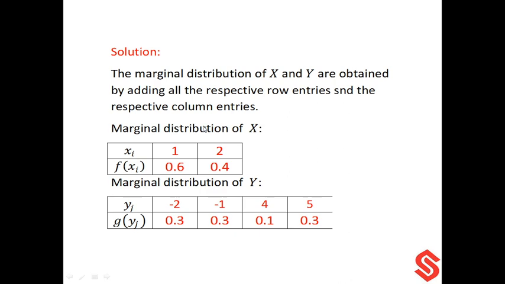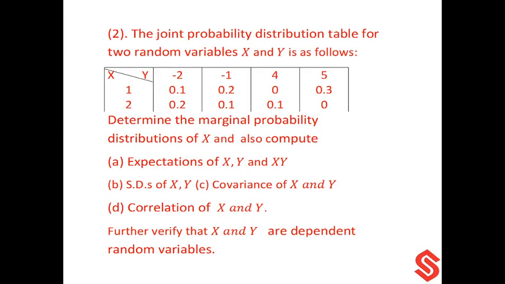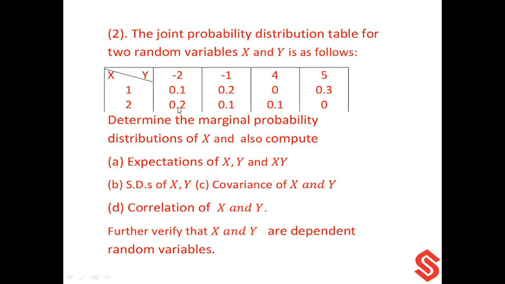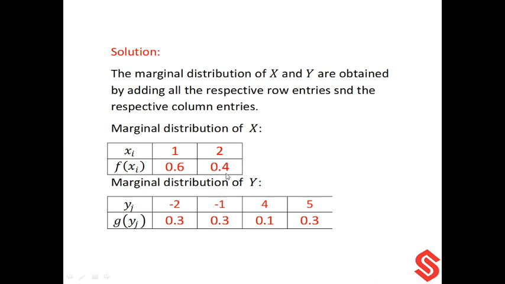Solution. The marginal distributions of x and y are obtained by adding all the respective row entries and the respective column entries. So let us see the given data. Adding the row entries 0.1, 0.2, 0, 0.3 we get 0.6. Next, the second row: 0.2 plus 0.1 plus 0.1 plus 0 is 0.4. So that is the marginal distribution of x. Similarly, the marginal distribution of y we get by adding the respective columns.